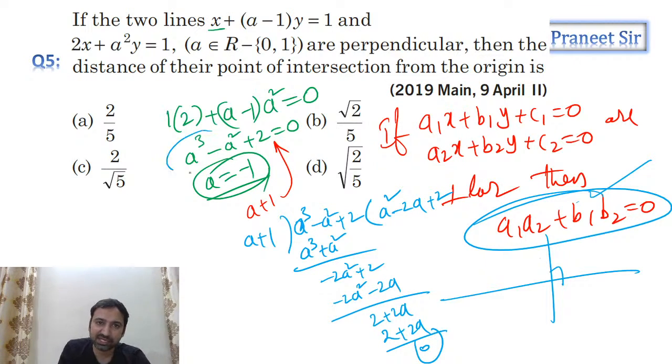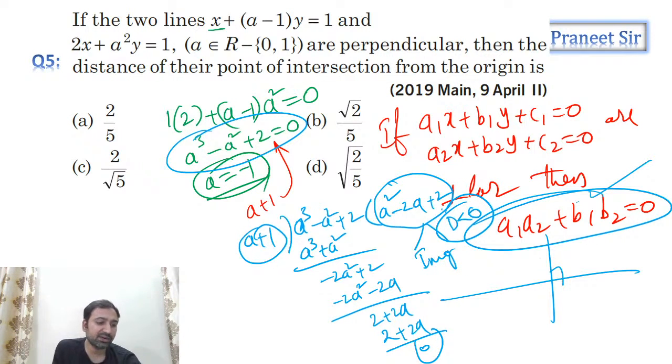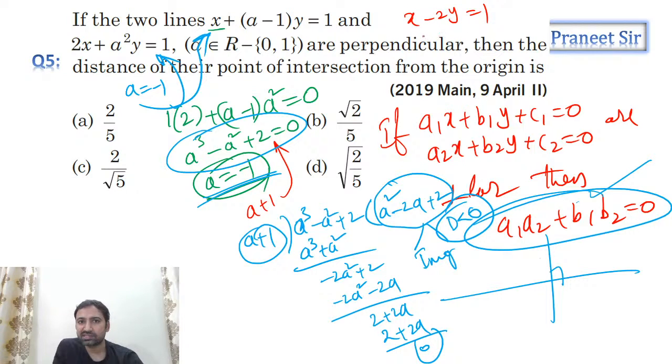So we can write this cubic equation as (a + 1)(a² − 2a + 2), but here we are getting imaginary roots because the discriminant is less than 0. The only root possible is a = −1. If you substitute a = −1, what are the lines we get? The two lines are x − 2y = 1 and 2x + y = 1.